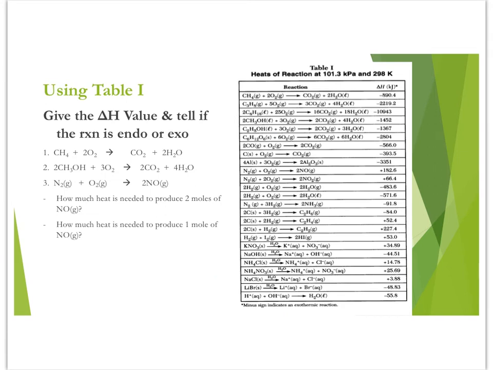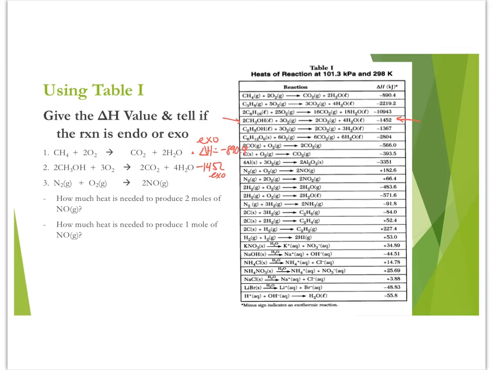So for the first one, we're given a reaction, give the delta H, tell if it's endo or exo. Well, the delta H is negative 890.4, so that would be exothermic. The second one, two CH3OH, that's a combustion of methanol. So that is negative 1452, which would also be exothermic.